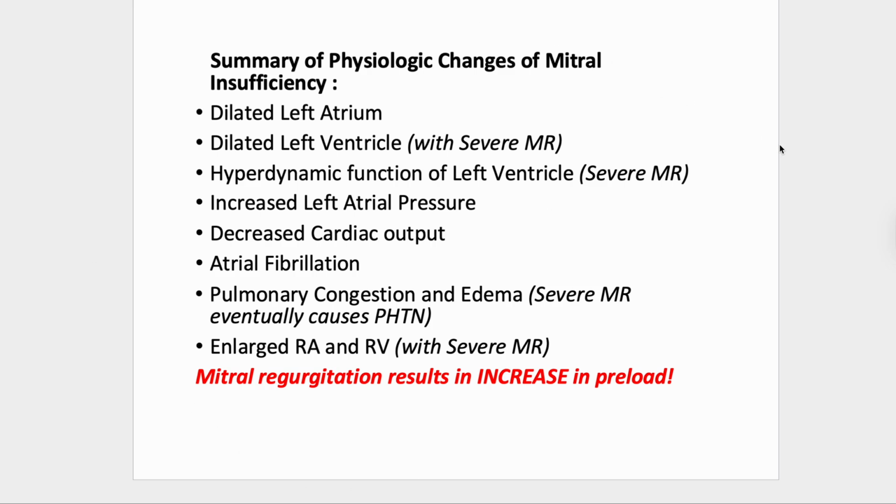This is a good slide. Summary of the changes of mitral insufficiency or regurg. Dilated left atrium, dilated left ventricle over time. Hyperdynamic LV, increased LAP, which is left atrial pressure. Decreased cardiac output. You will see AFib and other types of arrhythmias possibly. Pulmonary hypertension, edema, and an enlarged right side over time, right?